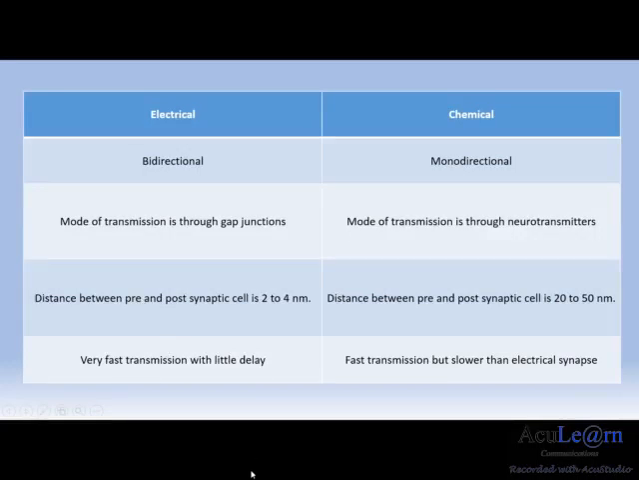The following table talks about some of the differences between electrical and chemical synapses. Electrical synapses are bidirectional, while chemical synapses are monodirectional. Electrical synapses' method of communication is through gap junctions, while chemical synapses make use of neurotransmitters. The distance between pre- and post-synaptic cell membranes is approximately 10 times larger for chemical synapses as compared to electrical synapses. Both modes of transmission occur quickly. However, electrical synapses occur much more quickly than chemical synapses.